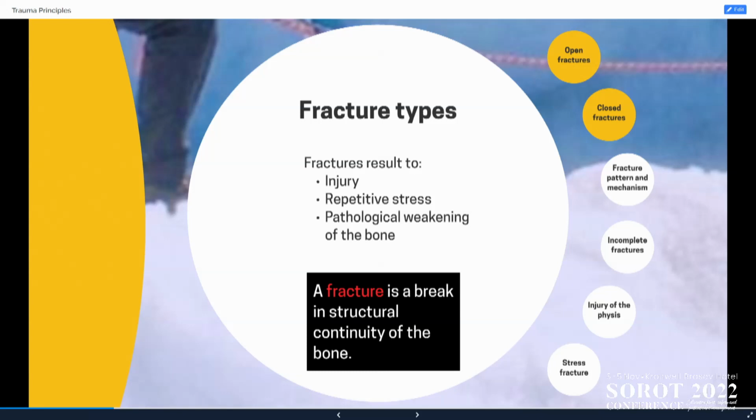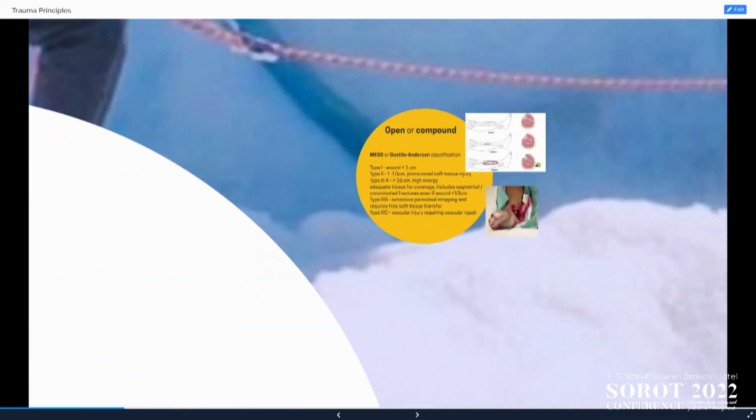There are certain fracture types. They result from injury, from repetitive stress, so we have stress fracture, and from pathological weakening of the bone, when we have a pathologic fracture. So a definition: a fracture is a break in structural continuity of the bone.